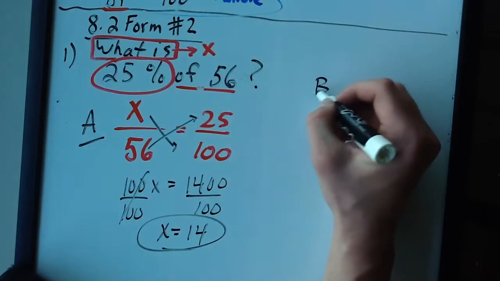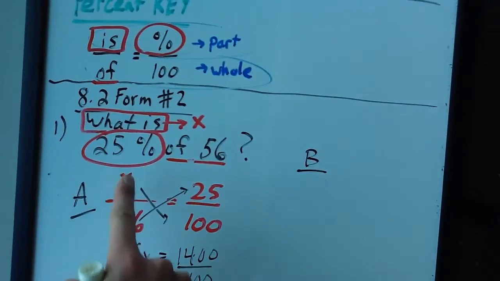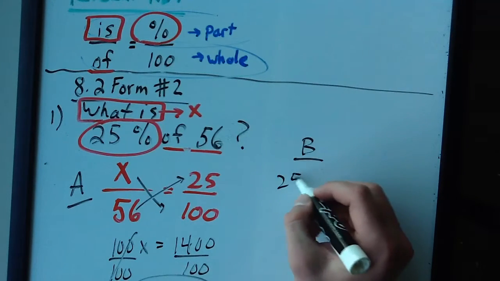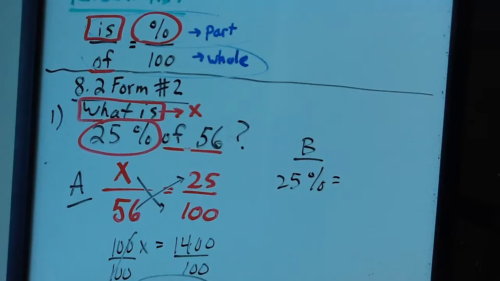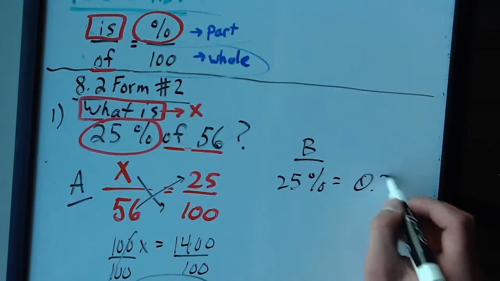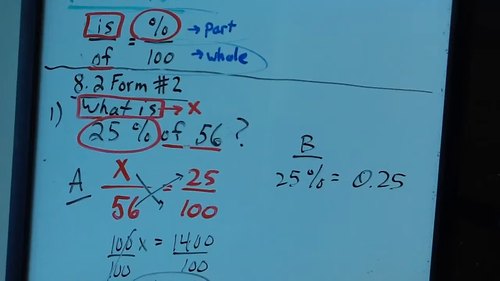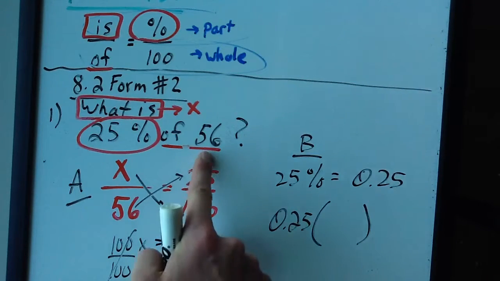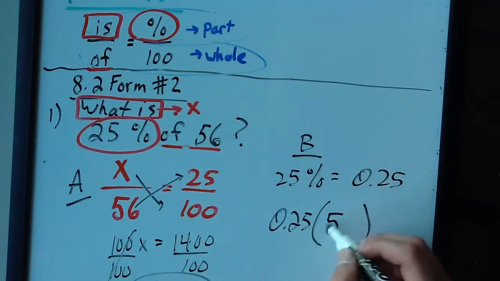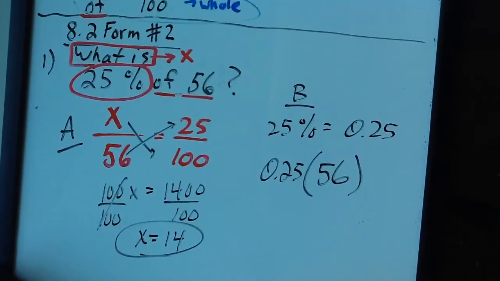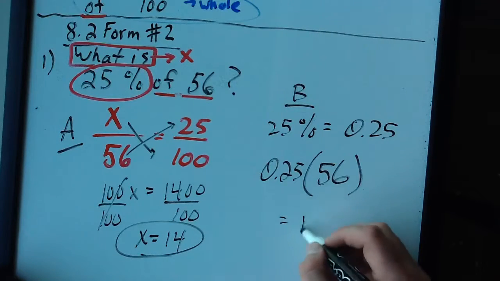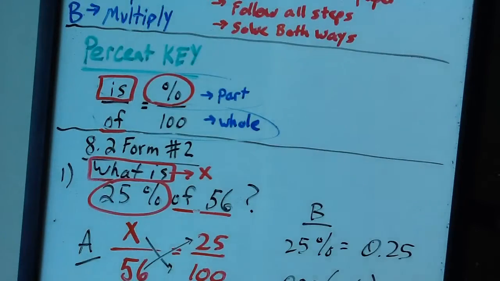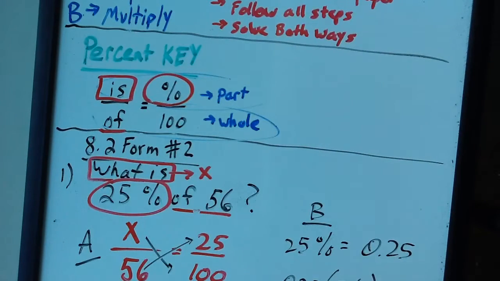The second way is to multiply. If I want 25% of 56, remember of means multiply, so I change 25% either into a fraction or a decimal. Let's change it to a decimal. 25% is the same as 0.25. So I multiply 0.25 by the whole, 56. If you put that in your calculator, 0.25 times 56 will also give you 14. So that's using the percent key to set up a proportion and cross multiply and divide to find your unknown.